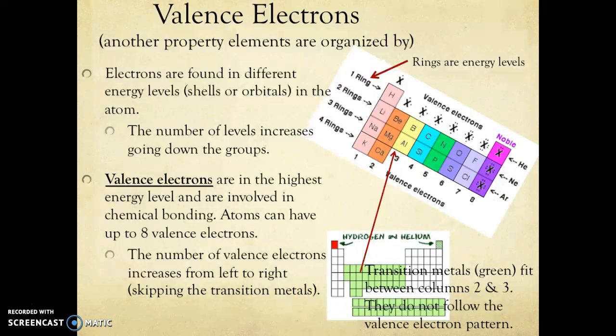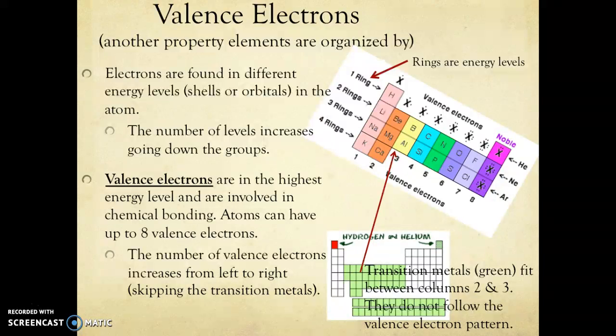The only 2 exceptions to that are hydrogen and helium, because hydrogen only has 1 electron and helium only has 2. So those 2 are such small atoms they can't have more than 2 valence electrons. As you go across the table from left to right, the number of valence electrons increases. And we skip over the transition metals when we're looking at this, because they follow their own rules. They're a group all their own.